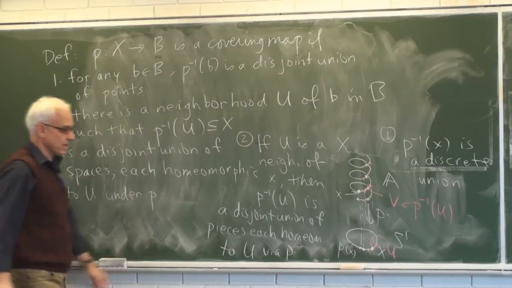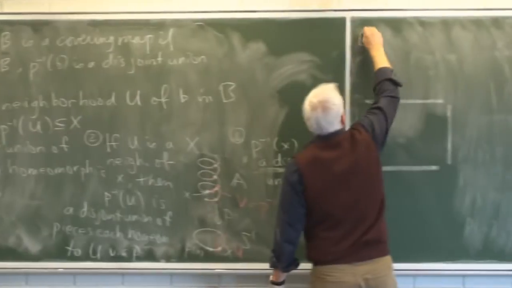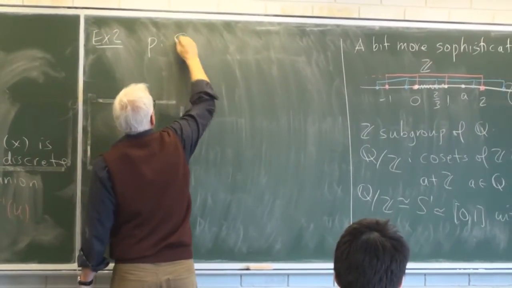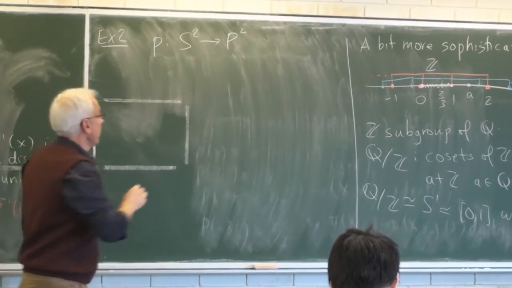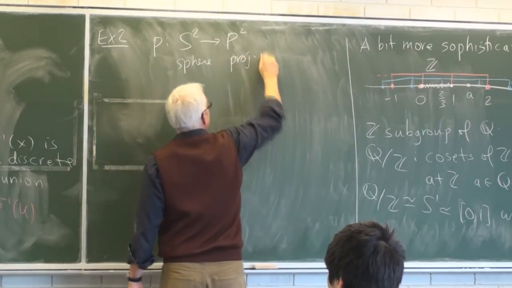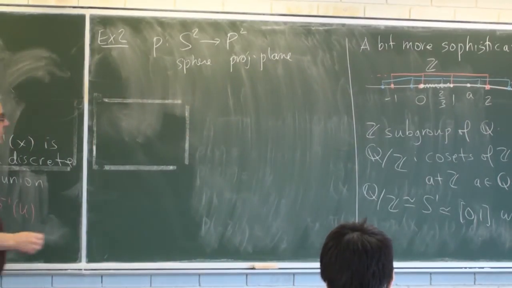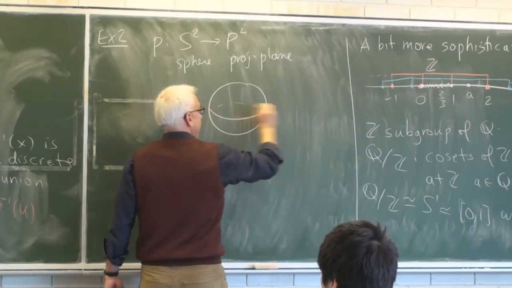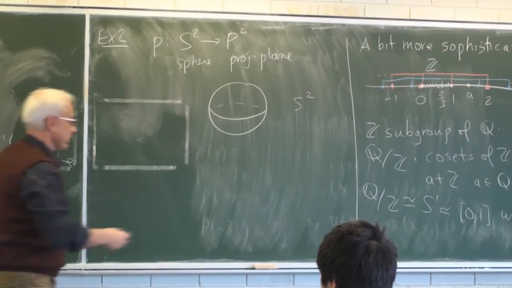All right, so let's have a look at some more examples of covering spaces. So example 2, let's look at P from the 2-sphere to the projective plane. This is the sphere, the projective plane. And the picture is this. So here's our sphere, S2. And how are we going to visualize the projective plane?